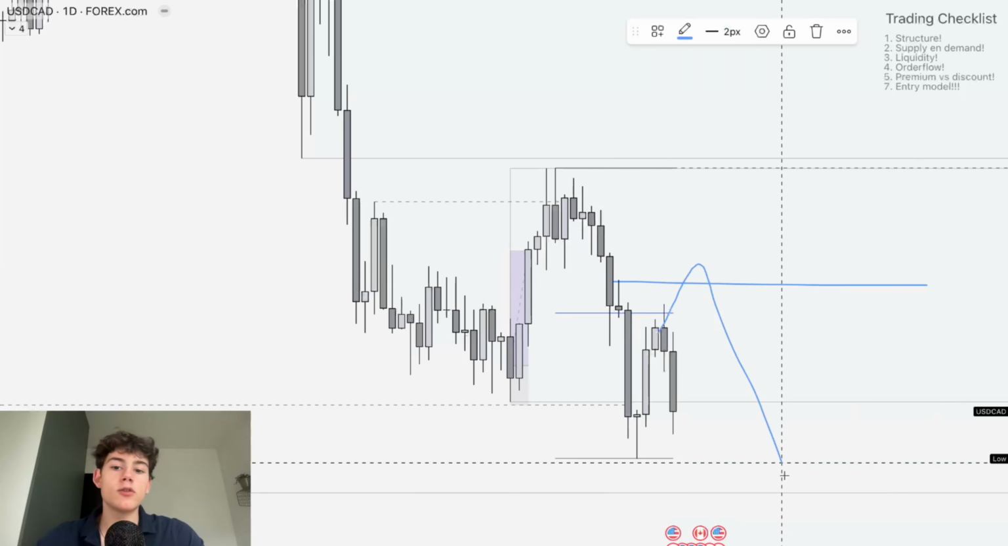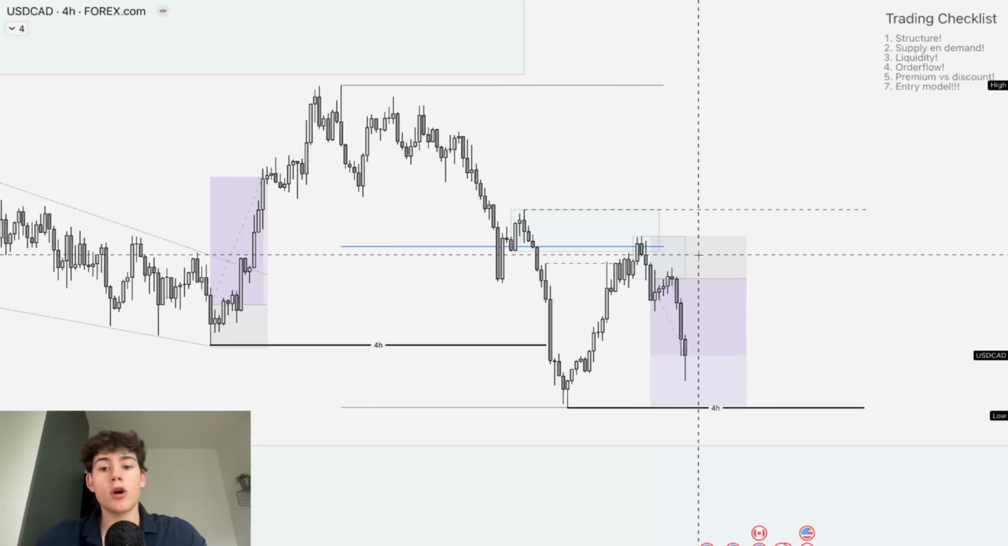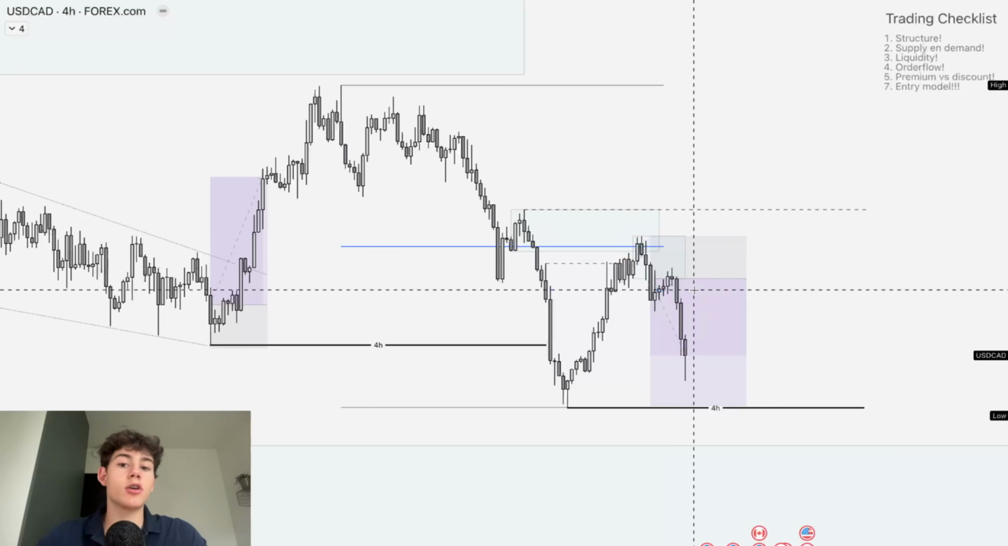From the supply zone, I was careful. I waited for my entry model, which I'm going to show you in a second. And then I decided to already take the short setup because we had enough confirmation from this liquidity to push price down lower, instead of first taking this liquidity before actually moving down lower. Also, fundamentally, USDCAD for me was really bearish, so I took it more aggressively.